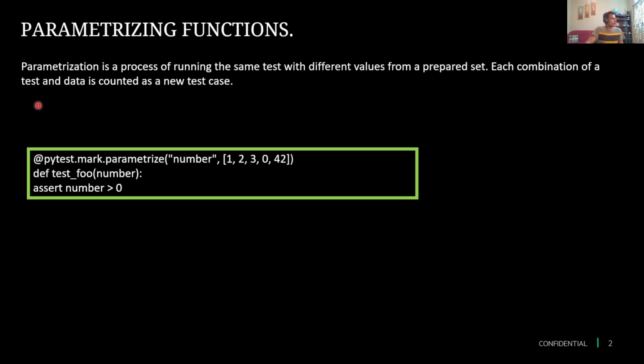Whenever we are talking about parameterization, it is a process where we are running the same test with different values. About the syntax, we just have to use the @pytest.mark.parametrize decorator. Give the variable name and the values. This particular test case will be called as many times as we have items inside the variable.